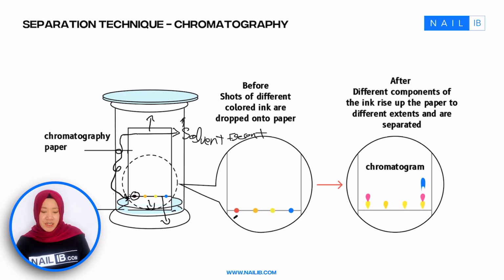Then the first dot has two colors, yellow and pink. The fourth one, which is the purple color, has yellow, pink, and blue. It means they are a mixture. And for the second and third one, it produced only one color. It means these two are pure substances.